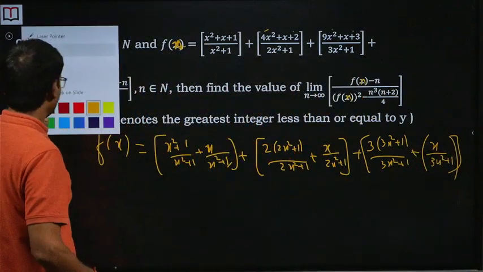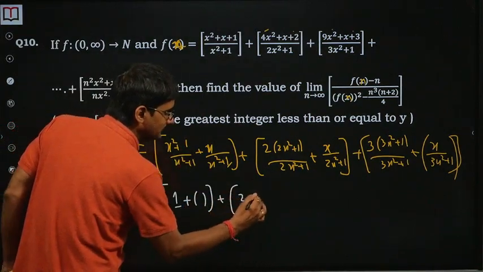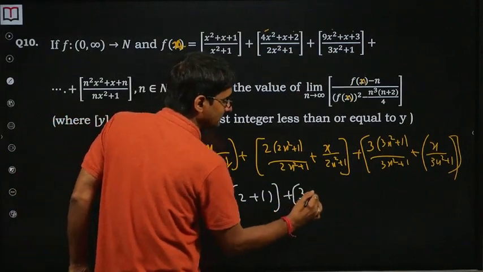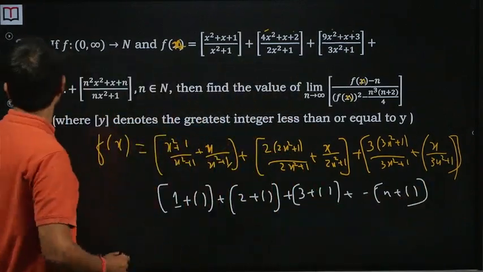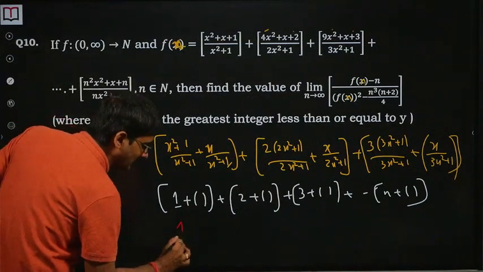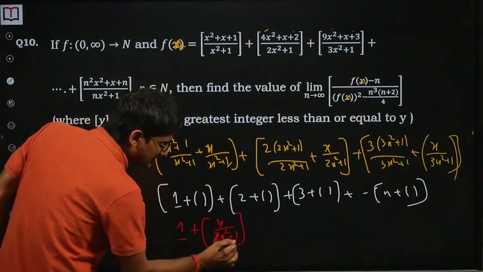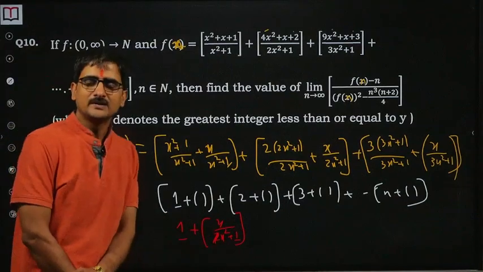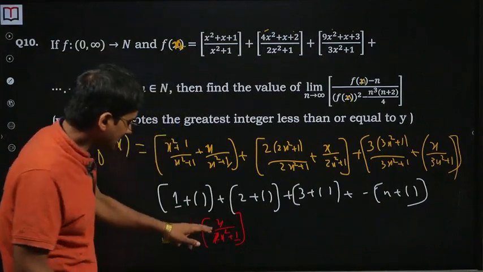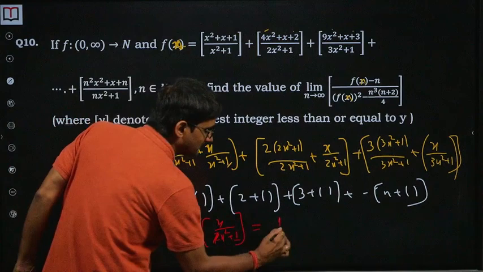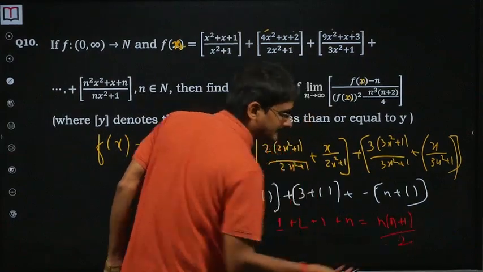Now what? So this is 1. So this is 1 plus something, 2 plus something, 3 plus something, up to n plus something. Now using the property of greatest integer, we can write it as 1 plus greatest integer of x upon x square plus 1. Isn't that always less than 1? x square plus 1 in any case is going to be greater than x. So when this is less than 1, this is 0. So this is nothing but 1 plus 2 plus 3 and so on up to n, so n into n plus 1 by 2. So there is no x.